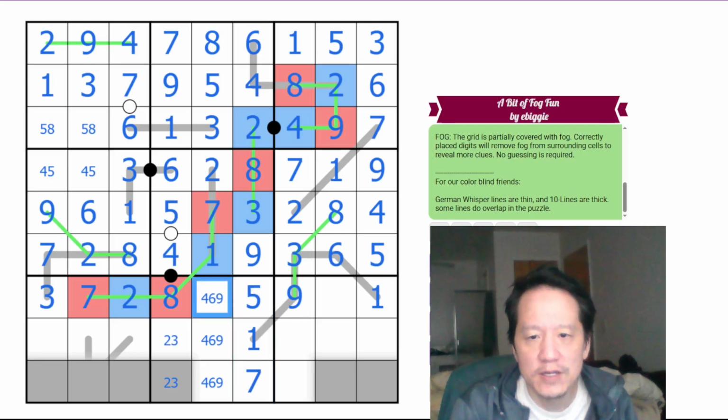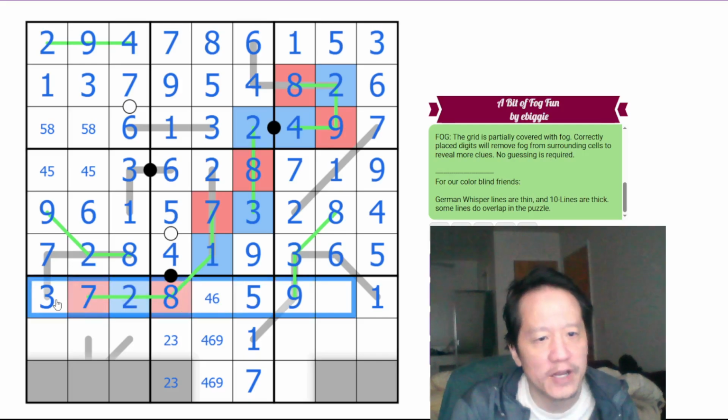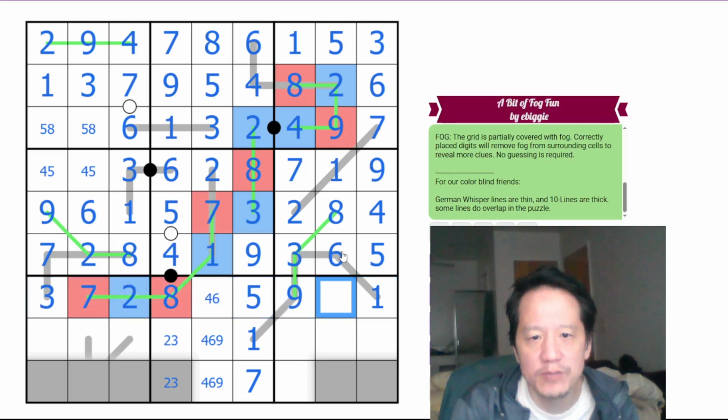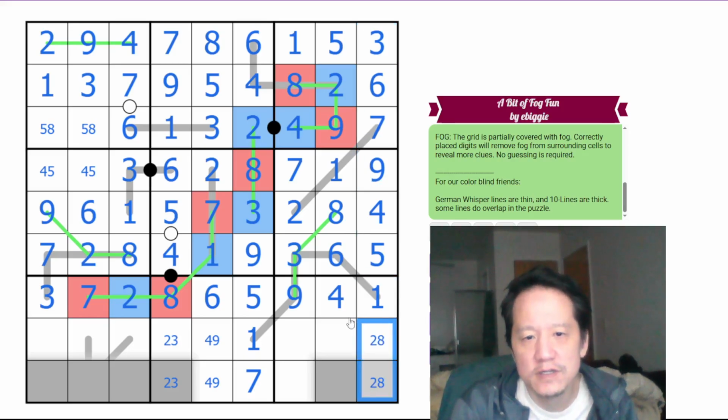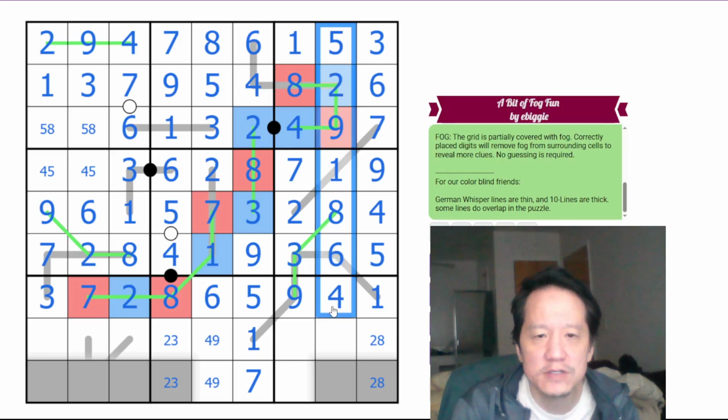This can't be 9. We have a 4, 6 remaining in row 7. But this can't be 6 because of that 6. So this must be 4, which makes that a 6. None of these are 6s. Remaining digits in column 9 are 2 and 8. Remaining digits in column 8 are 3 and 7.